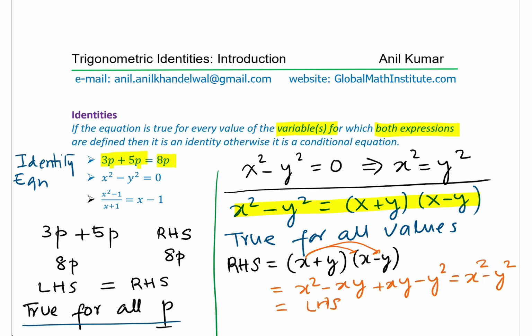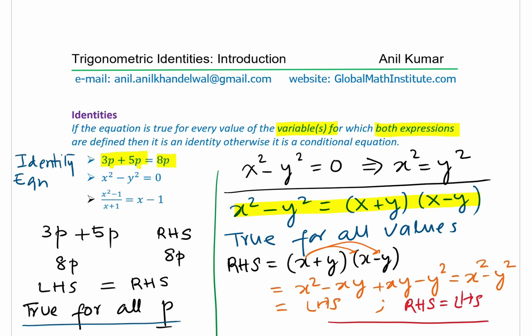So in this case, we have shown that the right-hand side is equal to the left-hand side, and that is true for all values of x and y. So that becomes an identity. You get the idea. So in general, we can say that if an equation is true for every value of the variables for which both expressions are defined, then it's an identity. Otherwise, it is a conditional equation.